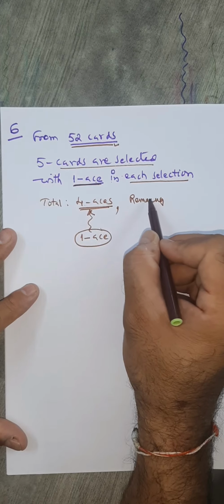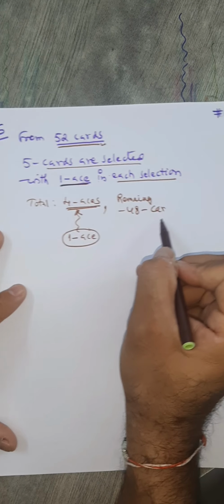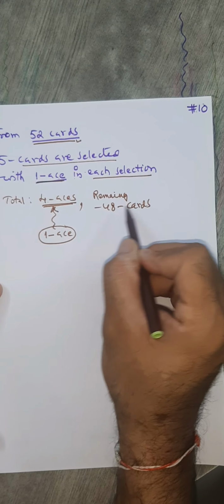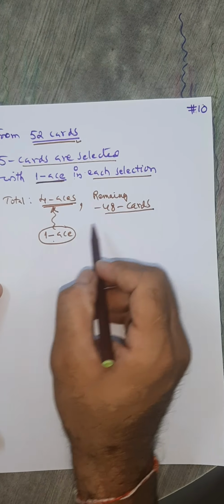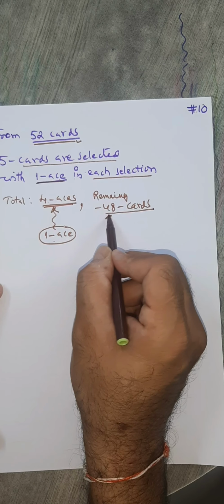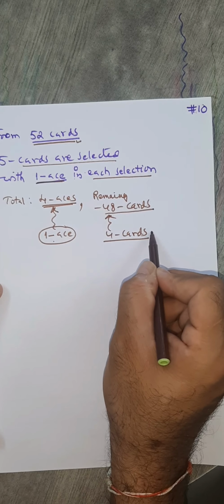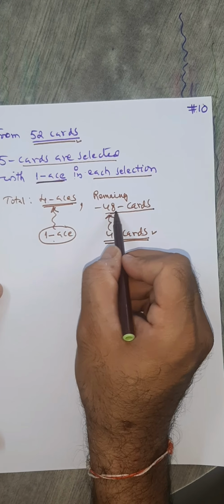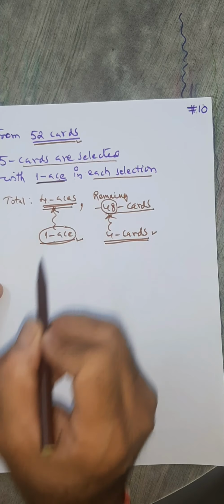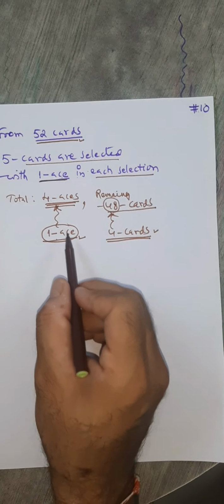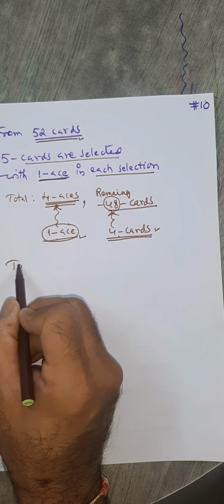Remaining how many cards? 48 cards. बाकी कितने cards बचे हैं? 48 cards. You want selection of 5 cards. एक ace ले लिया, तो remaining 4 should be selected from this. 4 cards from this. So 4 cards should be selected from 48. And 1 ace should be selected from 4 aces. So by counting principle you have this many ways.